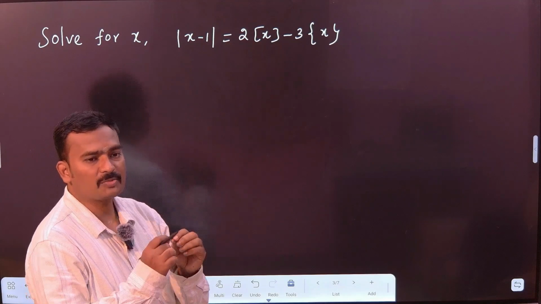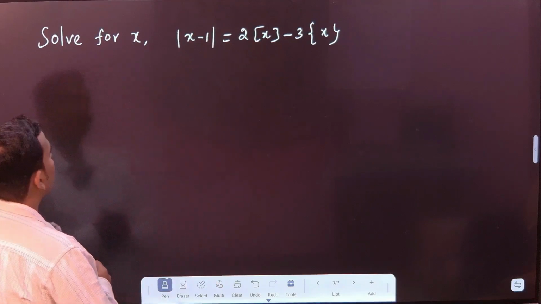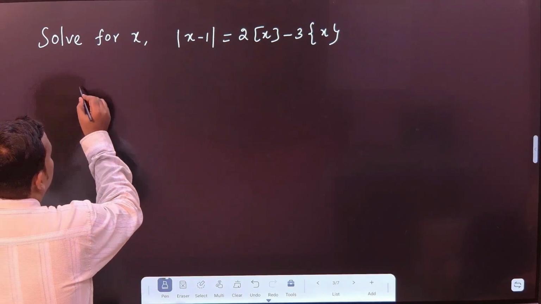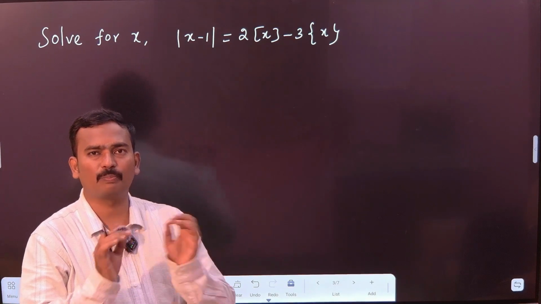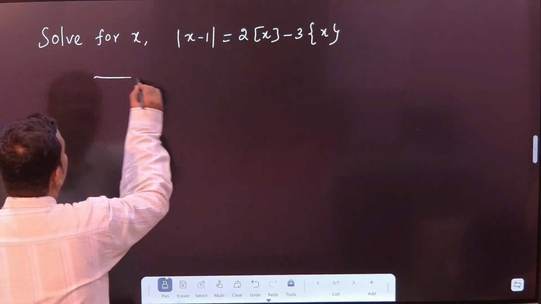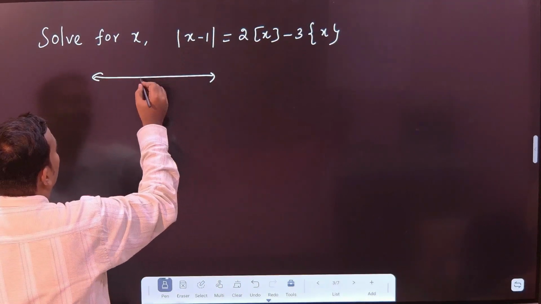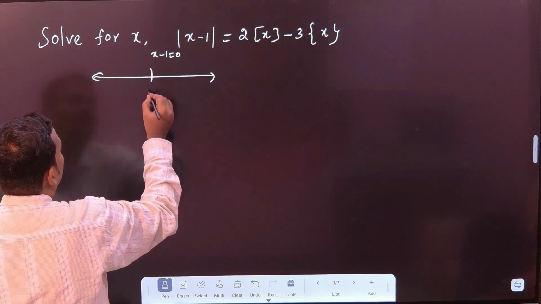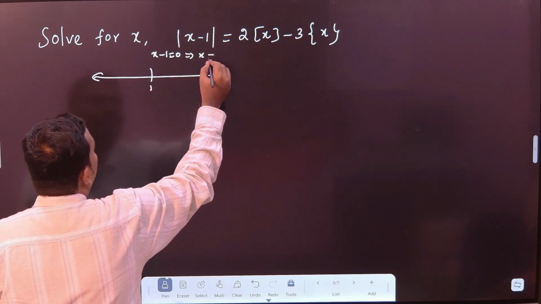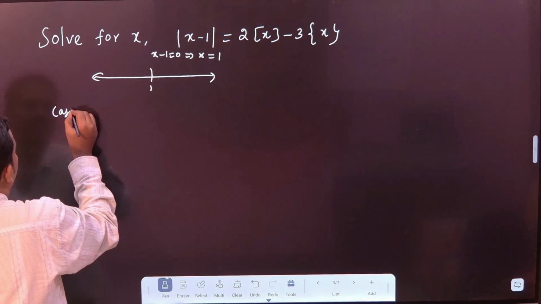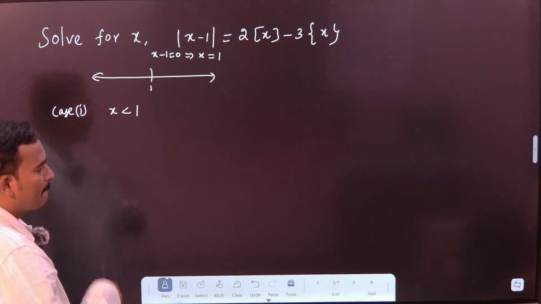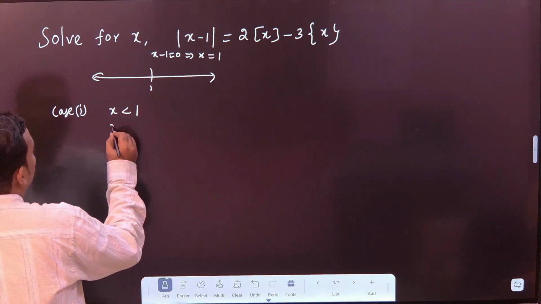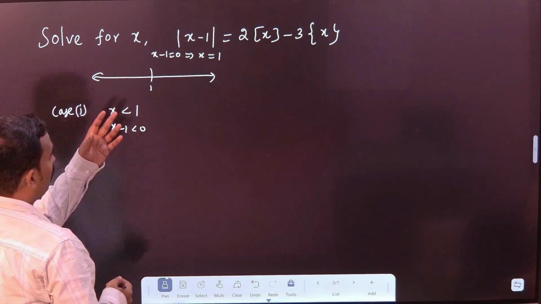Function minus 3 times fractional part function, right? Okay. So how to do this? Whenever the modulus is there, you have to break this one, right? The breaking point is what actually? x minus 1 equal to 0, x equal to 1. This implies x equal to 1. So first, case 1, you can check. Case 1: x less than 1 you take. x less than 1 means x minus 1 less than 0. So mod x minus 1, how to write?